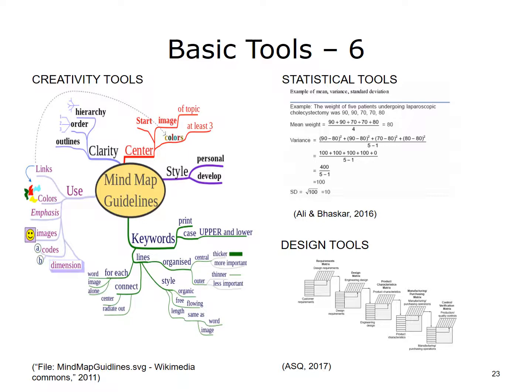Design tools. Design tools such as QFD and FMEA are used during the design and development of new products and processes. They can help to better align customer needs, product characteristics, and process controls.